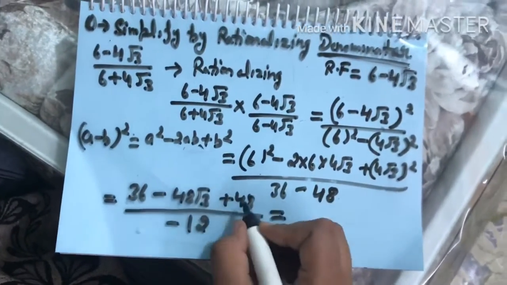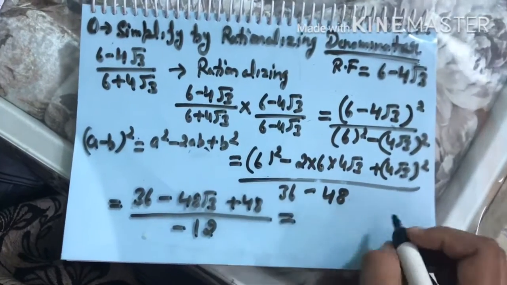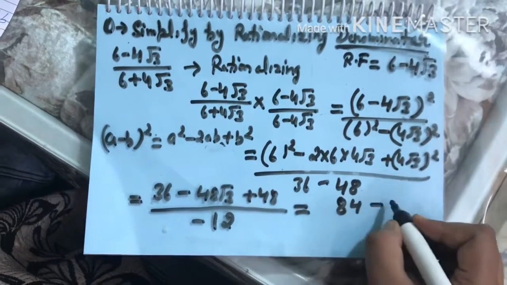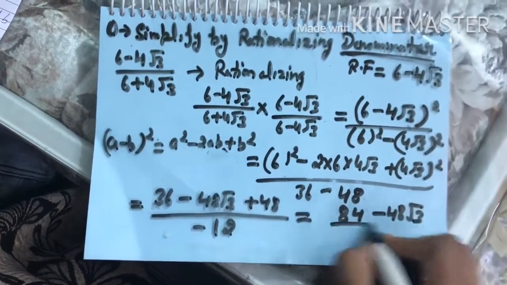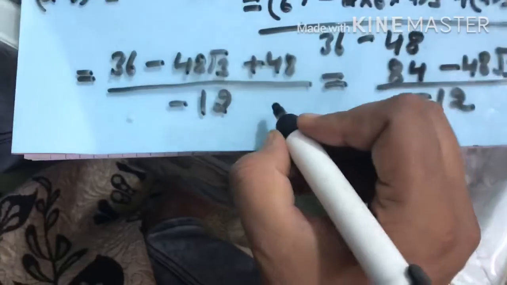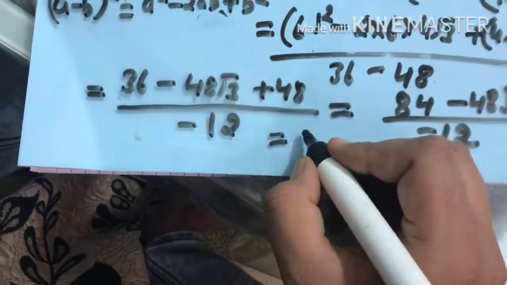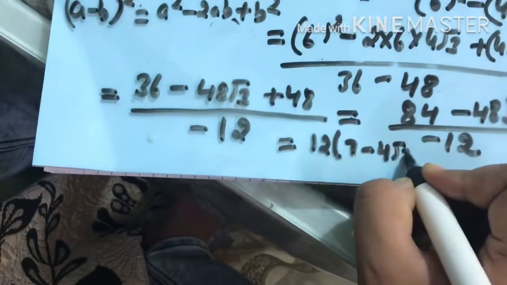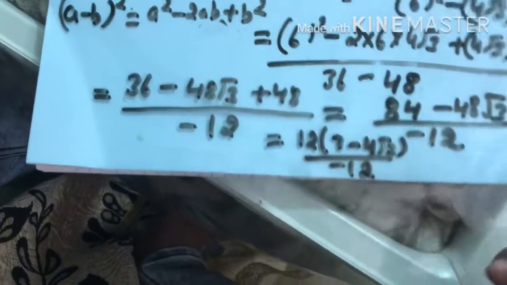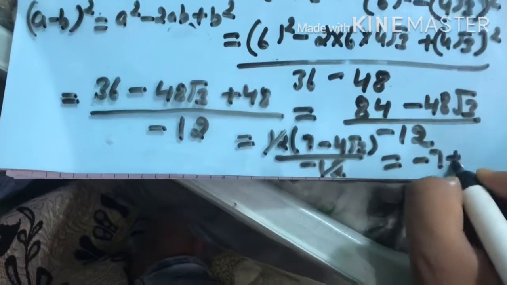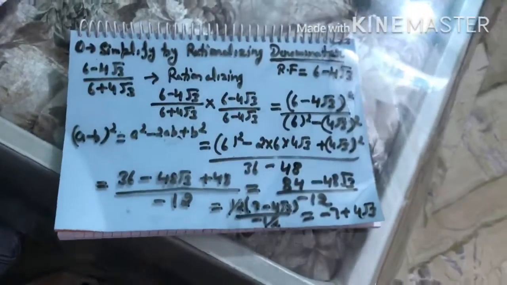So our result should become 36 plus 48, so it will become 84 minus 48 root 3 divided by minus 12. The final answer: we can take 12 common from here. It will become 7 minus 4 root 3 upon minus 12. So deducting that, our final result is minus 7 plus 4 root 3. That is our final result.